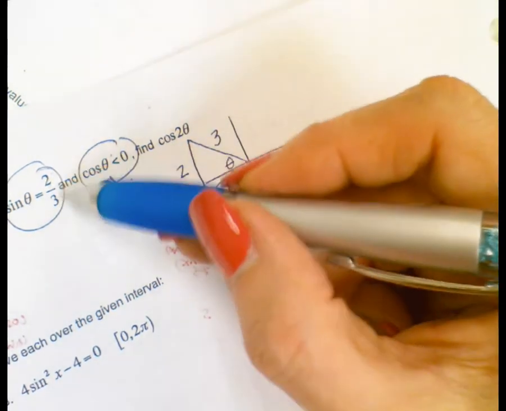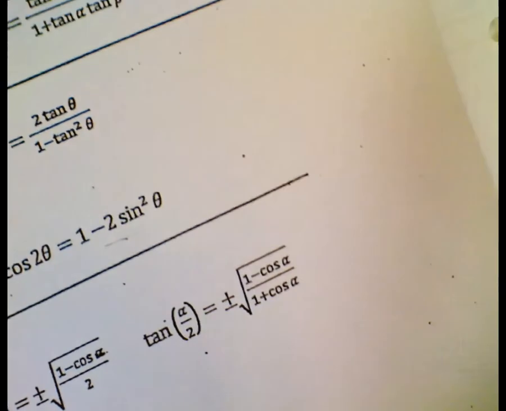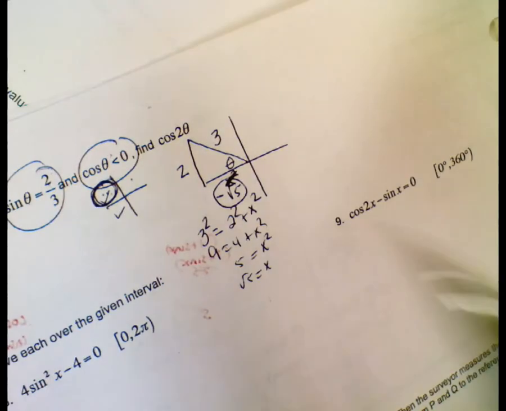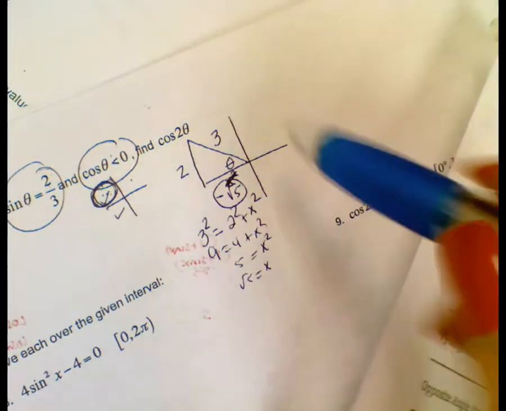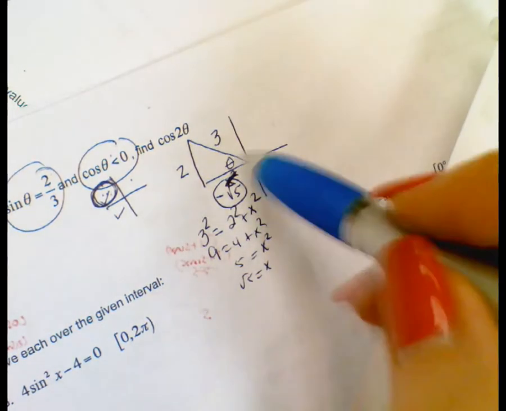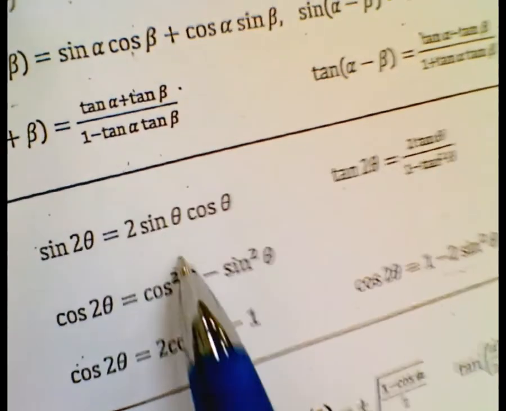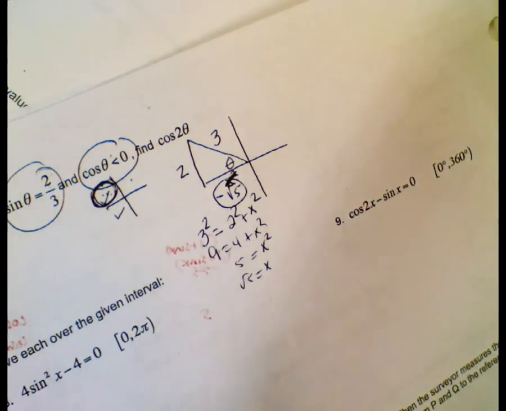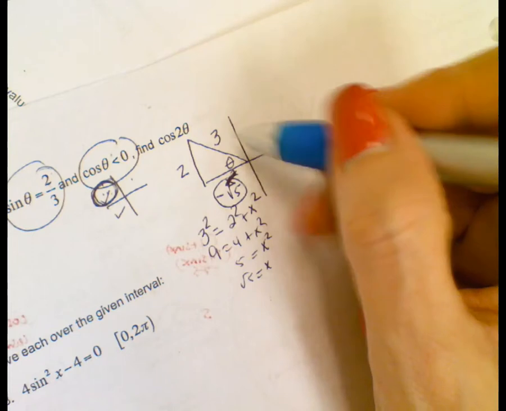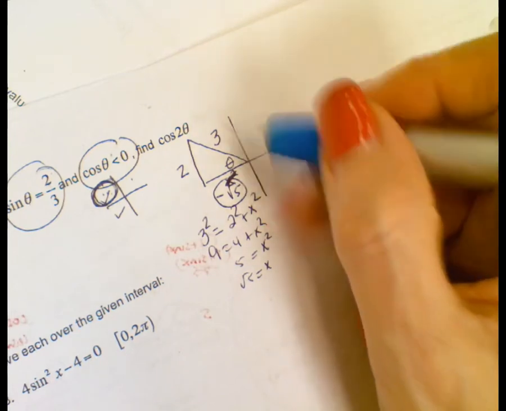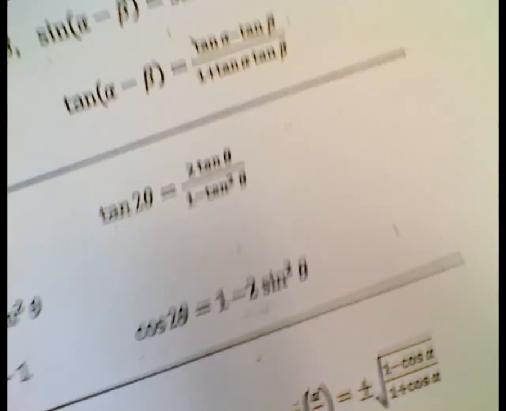They gave us sine, so I'm going to use the one that says sine. I'm using this one because they gave us sine. If you do this, you don't even need this triangle. I'm not even sure why I did the triangle. We do not need the triangle unless you're using one of these two to figure out cosine. This is extra work here. So since they gave you sine, we're just going to use the one with sine.